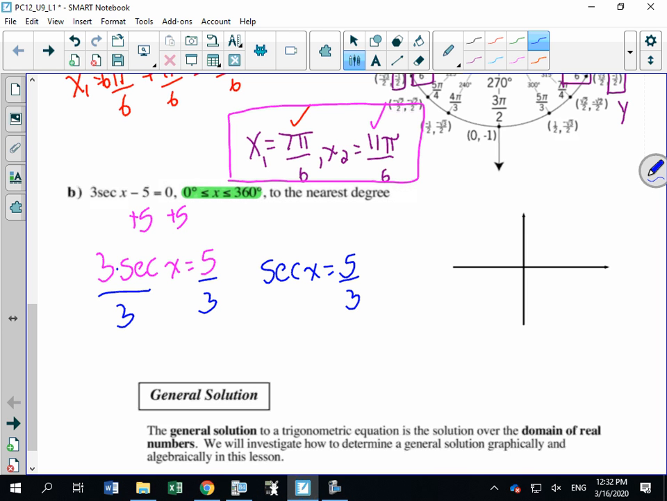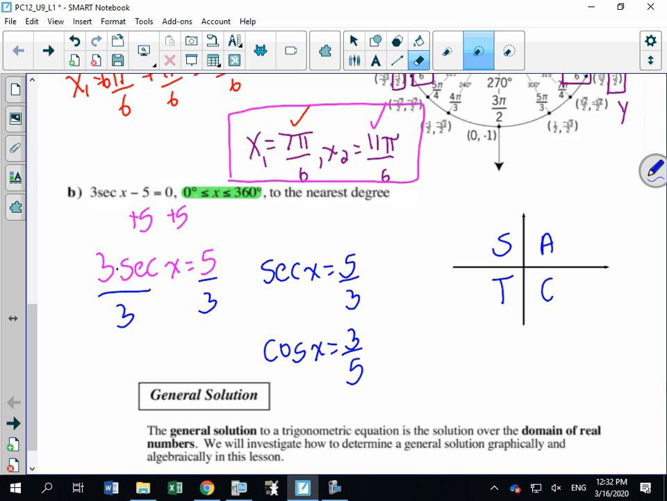We know that secant is a reciprocal trig ratio to cos. So cos of x is equal to 5 over 3. Sorry, cos of x would be the reciprocal of that, so cos of x would be equal to 3 over 5. According to CAST, we find which quadrants cos is positive in. So cos is positive in quadrant 1, where all trig ratios are positive, as well as quadrant 4.